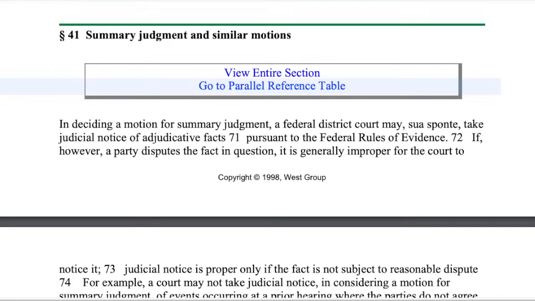Here we go. Section 41, summary judgment and similar motions. In deciding a motion for summary judgment, a federal district court may, sua sponte, take judicial notice of adjudicative facts pursuant to the Federal Rules of Evidence. As long as they have to follow. Wow. Okay.